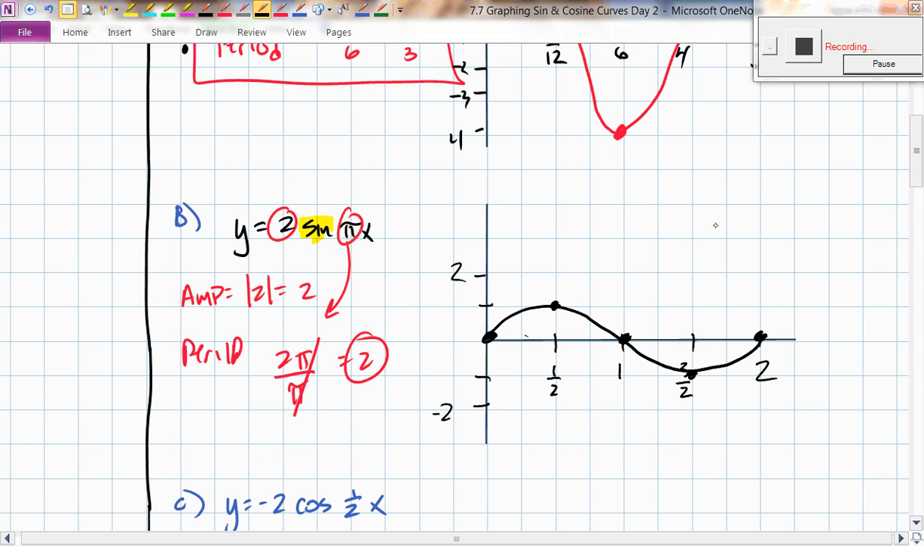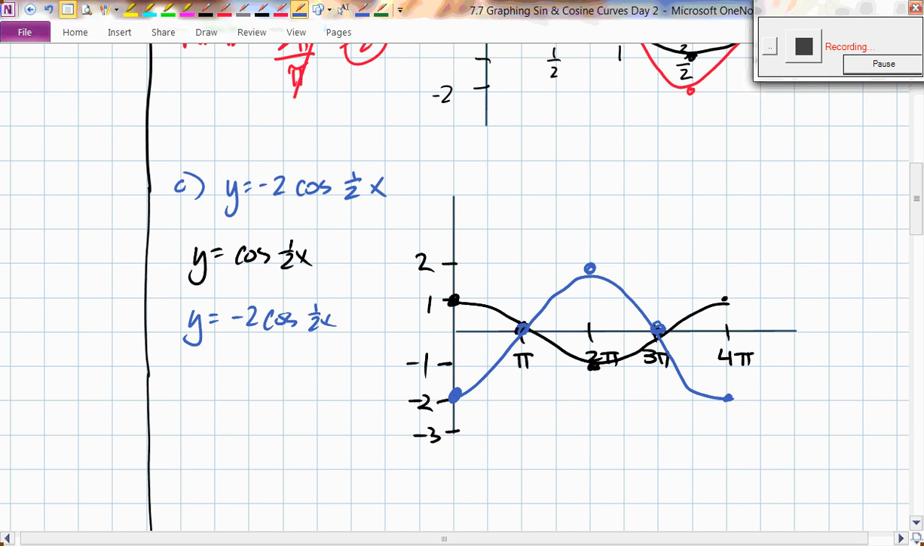So the one I have in black would be the equation y equals the sine of pi x. That's my black curve. Then I get my next curve, which is 2 times the sine of pi x. So that means I'm going to increase my amplitude. This one stays there. This one goes up to 2, stays there, and then goes down to negative 2 and stays there.